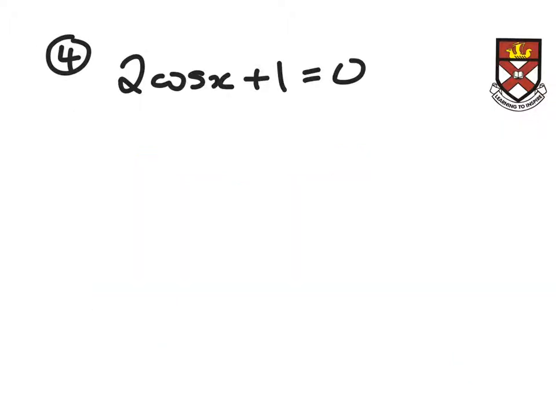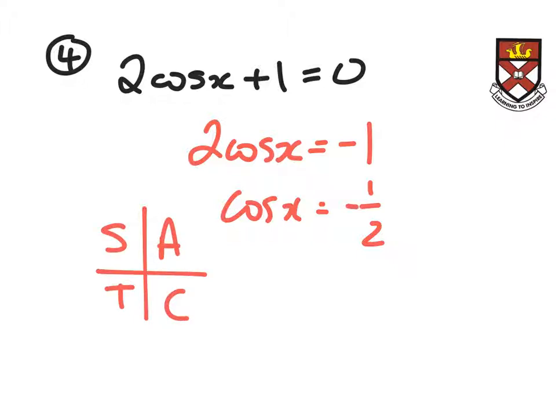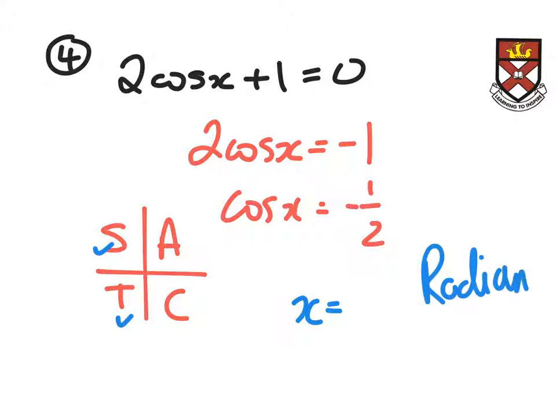For question 4, 2 cos x plus 1 is 0. We can do this, come on, surely we can. Take the 1 over, divide by the 2, cos x is negative a half, do your CAST diagram. Right, where is cos negative? And then you can work out what the answer is. Only issue, guys, is remember it is in radians. So transfer to radians.